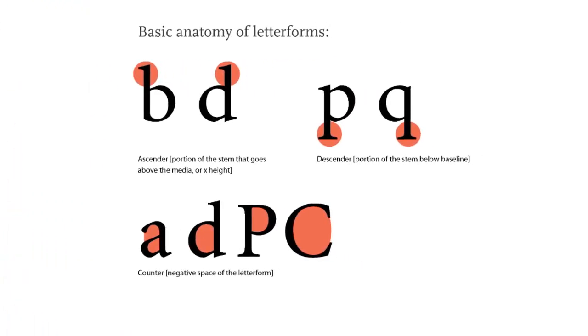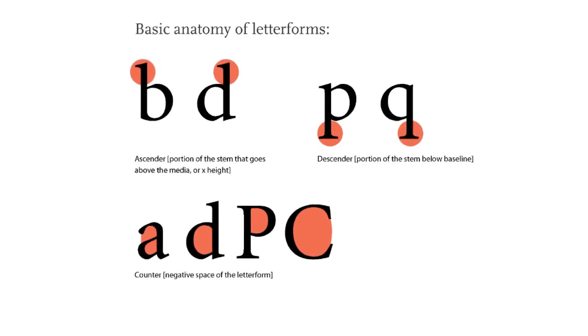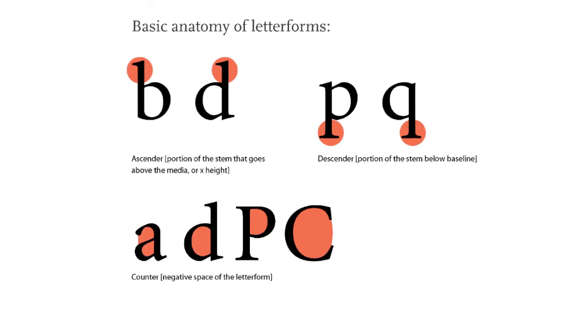So I'm now going to go through some basics of the anatomy of letter forms. Let's start at the top left. So this is an ascender. It's a portion of the stem that goes above the median, or the x-height. We'll talk about x-height in a second. To the right is the descender, which is a portion of the stem that goes below the baseline. We'll talk about the baseline in a second. And a counter. A counter is the space in between.